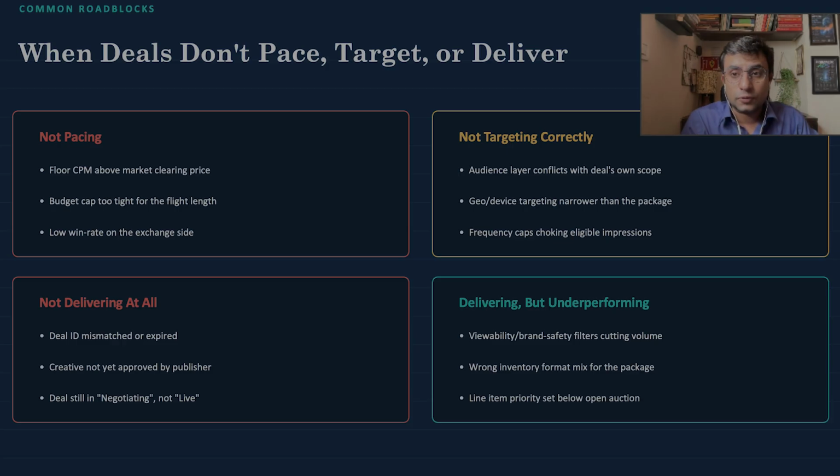So the first scenario, if the deal is not pacing: the floor CPM is above the market clearing price. These are the pointers you need to check. You need to check what floor CPM price is ongoing in the market right now, and what floor CPM price is being offered to you in the deal, because that is fixed. Then budget cap too tight for the flight length. Maybe the budget is really low for the number of flight days. It could be a 3-month flight with just a $3,000 budget, and in general you have always been running $1,000 per day, and suddenly you dropped it down so low. So you need to check all that. Your budget should be correct.